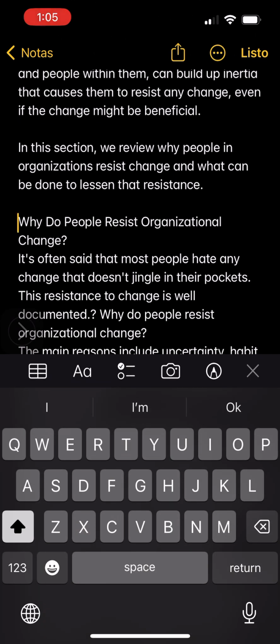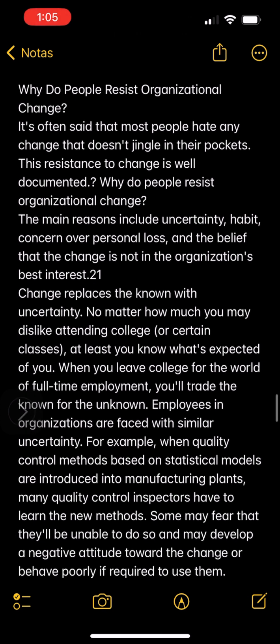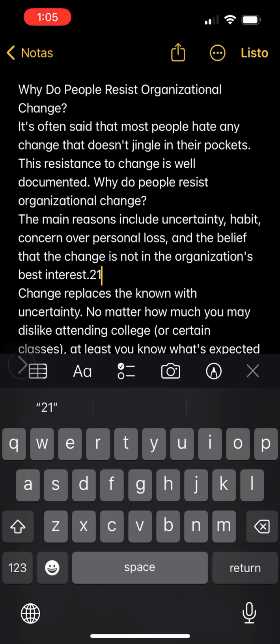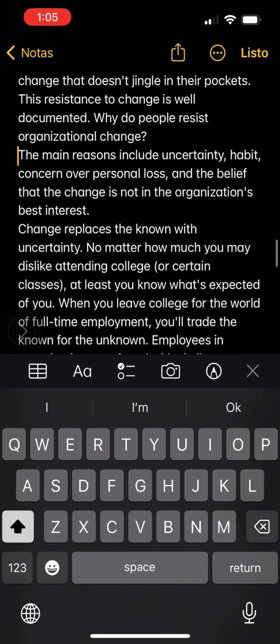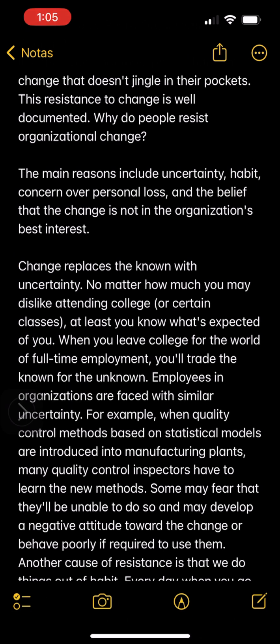Why do people resist organizational change? It's often said that most people hate any change that doesn't jingle in their pockets. This resistance to change is well documented. Why do people resist organizational change? The main reasons include uncertainty, habit, concern over personal loss, and the belief that the change is not in the organization's best interest. Change replaces the known with uncertainty.